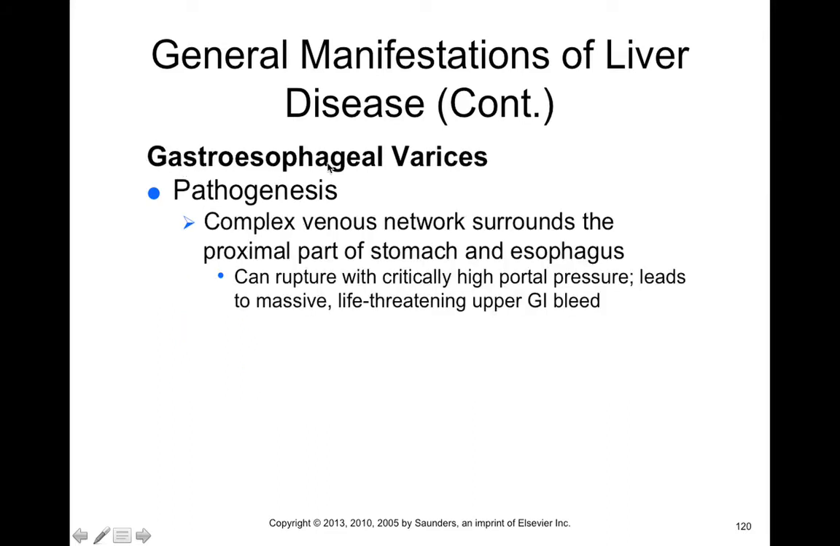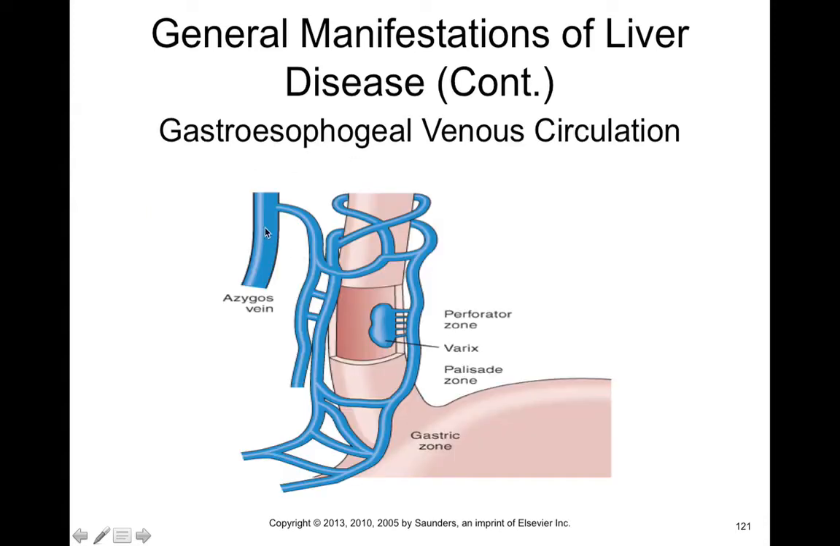Now, these gastroesophageal varices are just a complex venous network, and you can find these commonly around the stomach and esophagus with portal hypertension. Now, you'll see them forming as a consequence of high portal pressure, and it leads to massive life-threatening upper GI bleeding if they rupture. So here's what they look like.